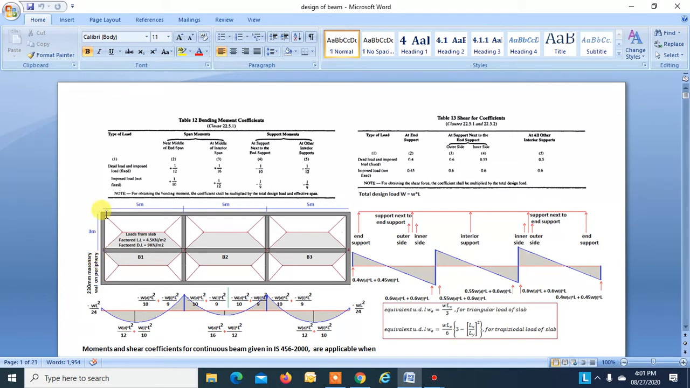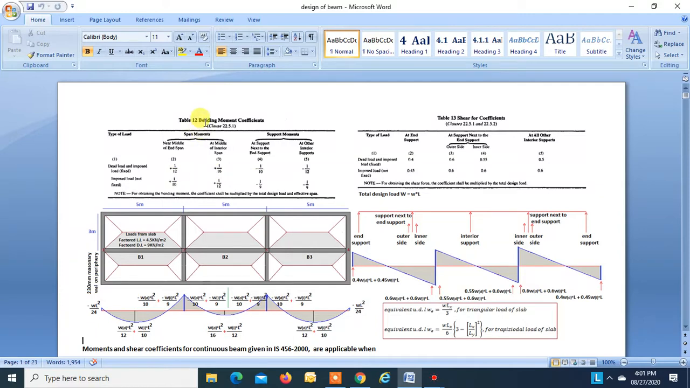So on periphery, it is supported on 9-inch masonry wall. So these slabs are 150 mm, and the center to center distance of the beam, that is length of the beam, is 5 meters, 5 meters, and 5 meters. And this center to center distance is 3 meters. Now we will try to understand how these coefficients are applied.